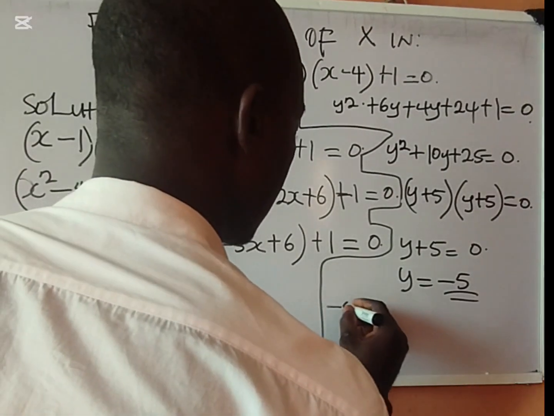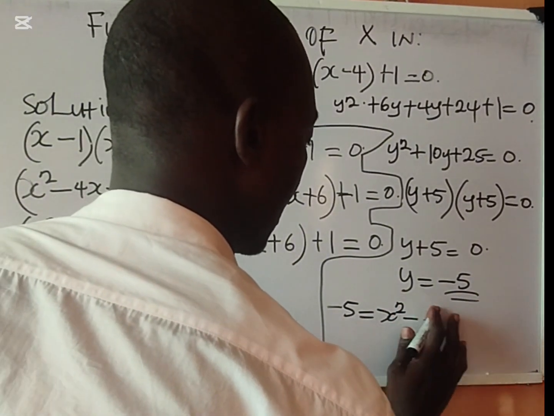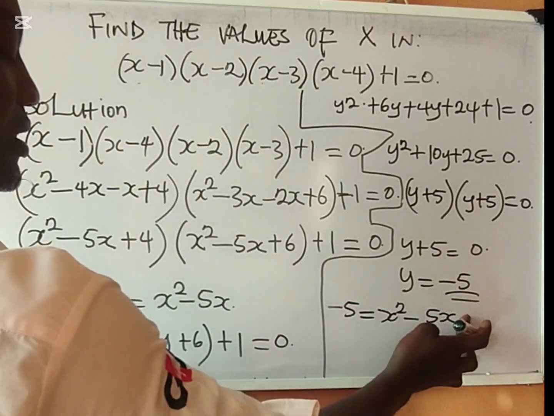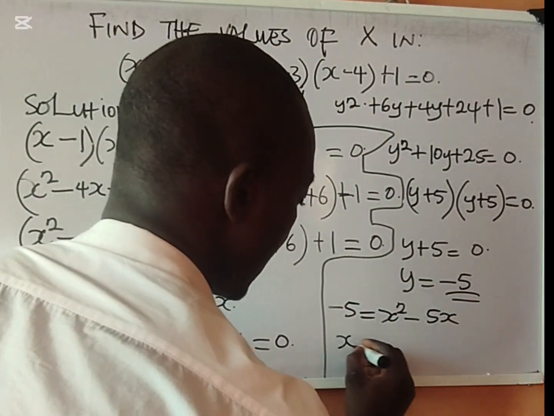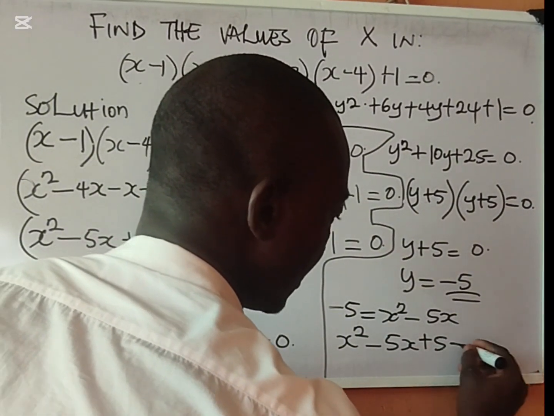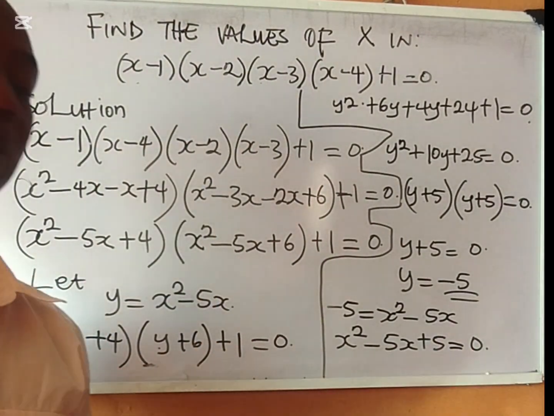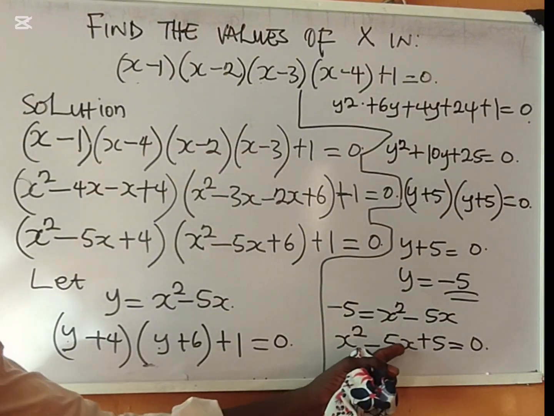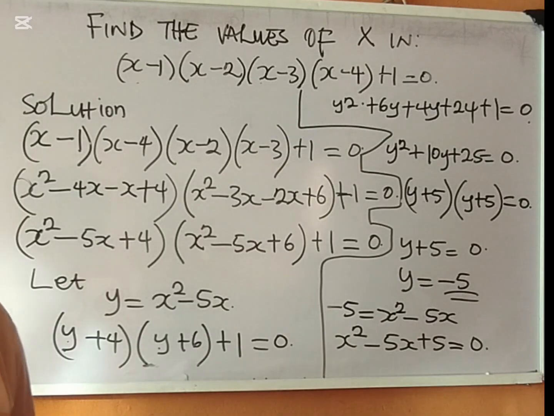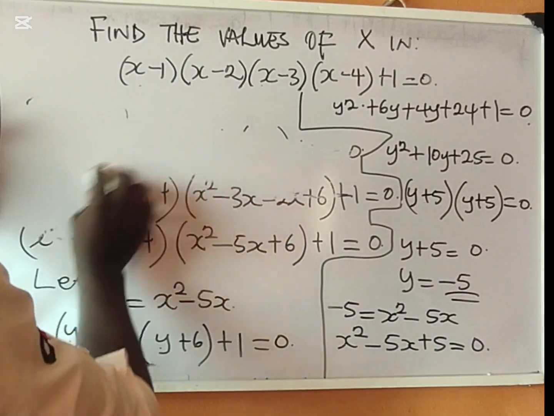It becomes minus 5 is equal to x squared minus 5x. If I move this minus 5 to the other side of the equation, it becomes x squared minus 5x plus 5 is equal to 0. So we have also derived a quadratic equation in terms of x. So we can now easily go ahead and solve for this quadratic equation and get the values of x. Then we must have answered the question. So let's conclude it. Let me clean the board.